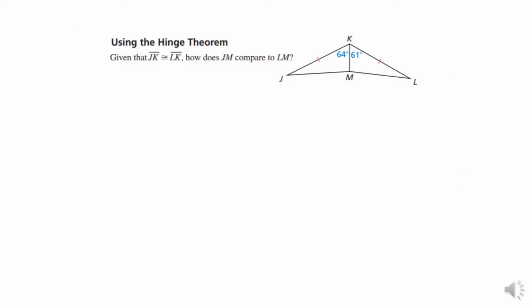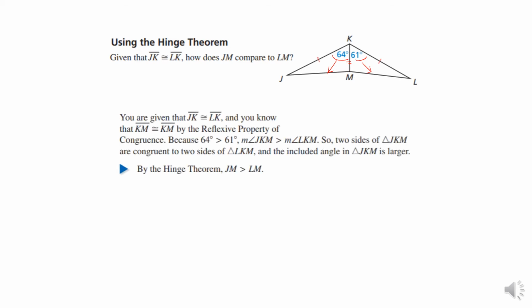Okay, so using the hinge theorem. Okay, so we've got, given that JK, that one there, is equal to LK, how does JM compare? Remember that this side is also congruent to itself. So now we can look at the hinge, and so we can see that JM is going to be larger than ML, or LM, okay, by the hinge theorem. So we had the hinge, so it's the hinge theorem.